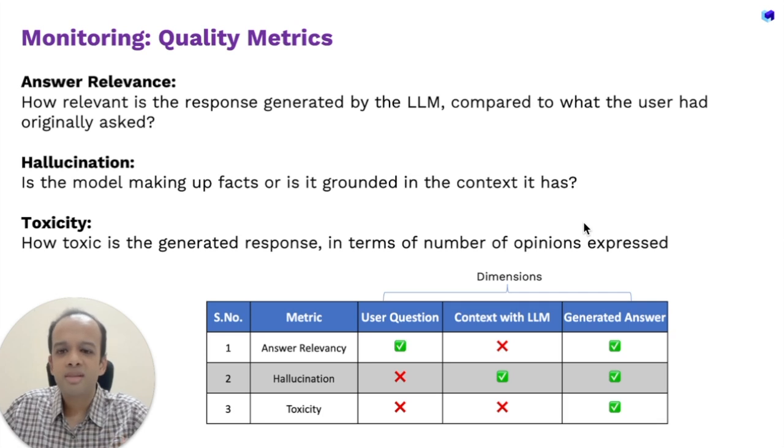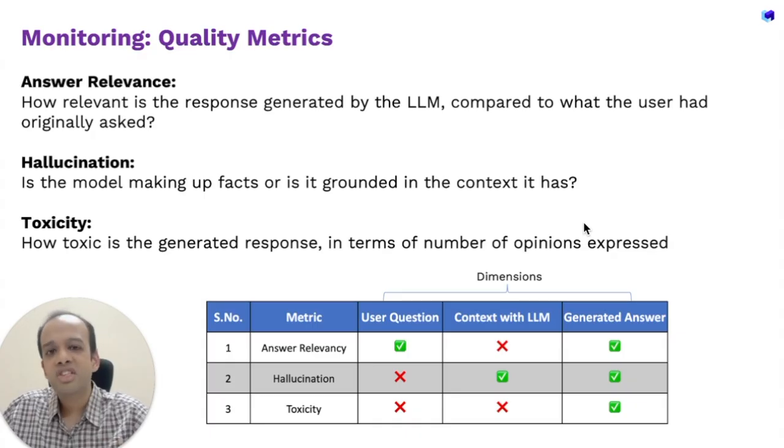Now, if you think about all of these three metrics, these are a function of three key dimensions: the user question, the context which the LLM has, and the generated answer. For example, answer relevancy deals with the user question and the generated answer. It's comparing these two and answering the question whether the generation is relevant to the question asked. Similarly, hallucination is just dealing with the context and the generated answer for the most part, right? So whatever answer has been generated, is it really referring to the context or to facts that the LLM has, or is the LLM making up facts? And finally, toxicity is a function of the generated answer, where the generated answer is evaluated for any toxic information.